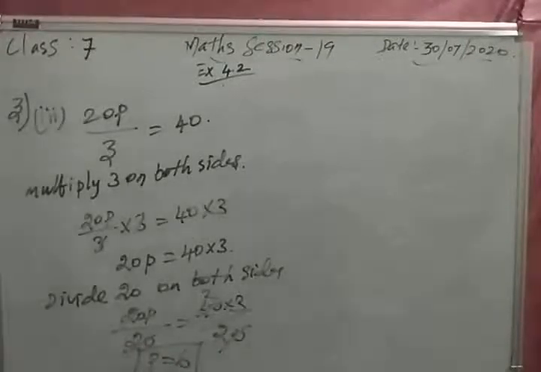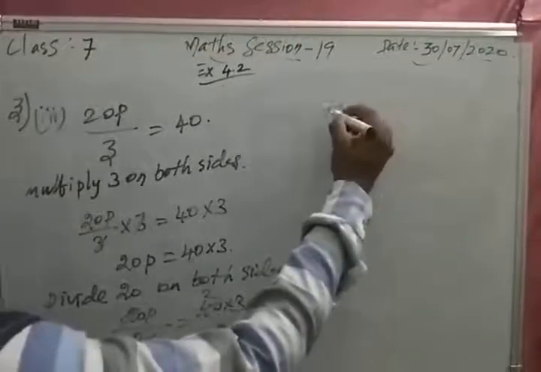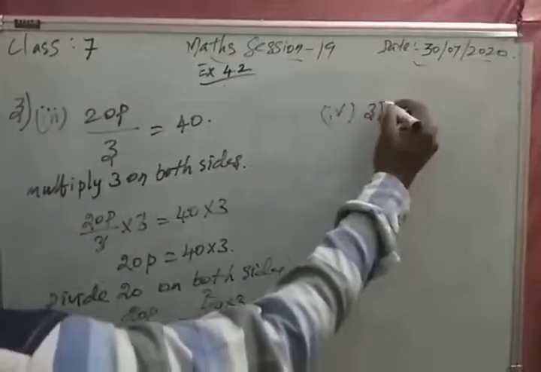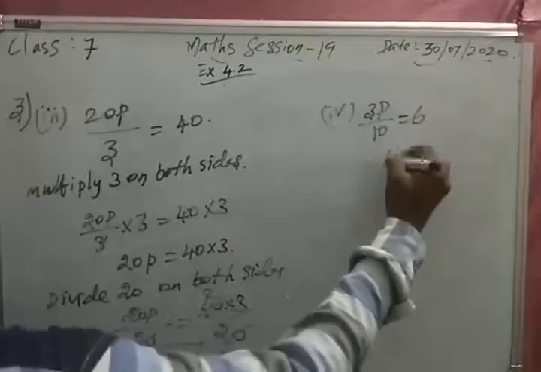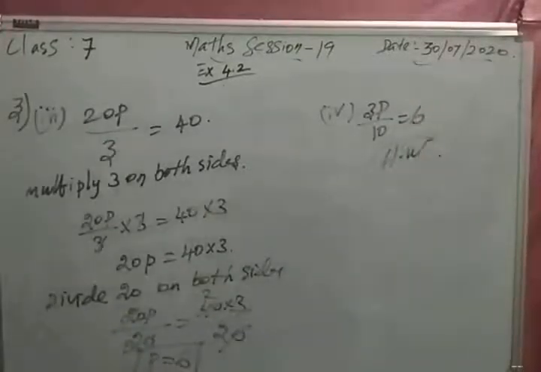We can do it like this also. This is normally what we have done. Like this you do it. The fourth one here is 3p divided by 10 is equal to 6. This one is homework. You do it as homework. Okay, now let us go for the next question.